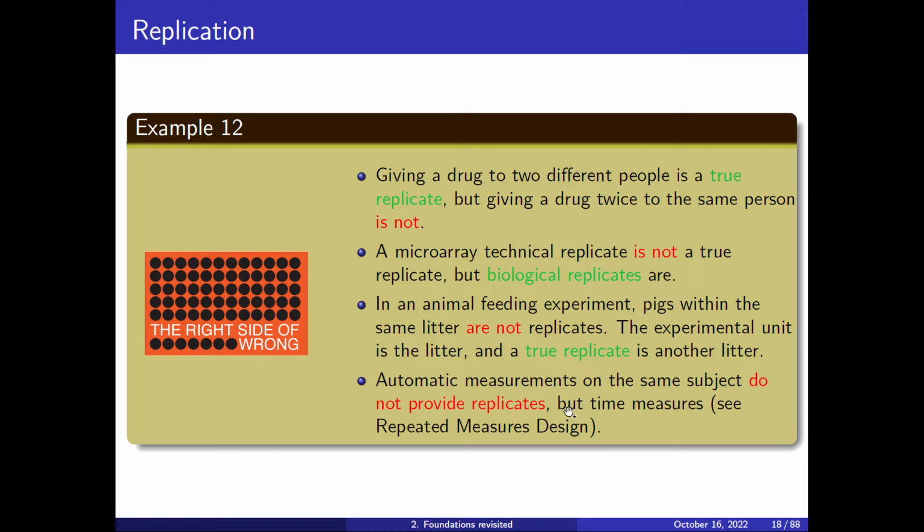Automatic measurements on the same subject do not provide replicates, but time measures. So this is a repeated measures design. Now there are devices that give you a measure every 5 minutes of the individual, but all those numbers are not individual replicates, so you don't have a very large N.